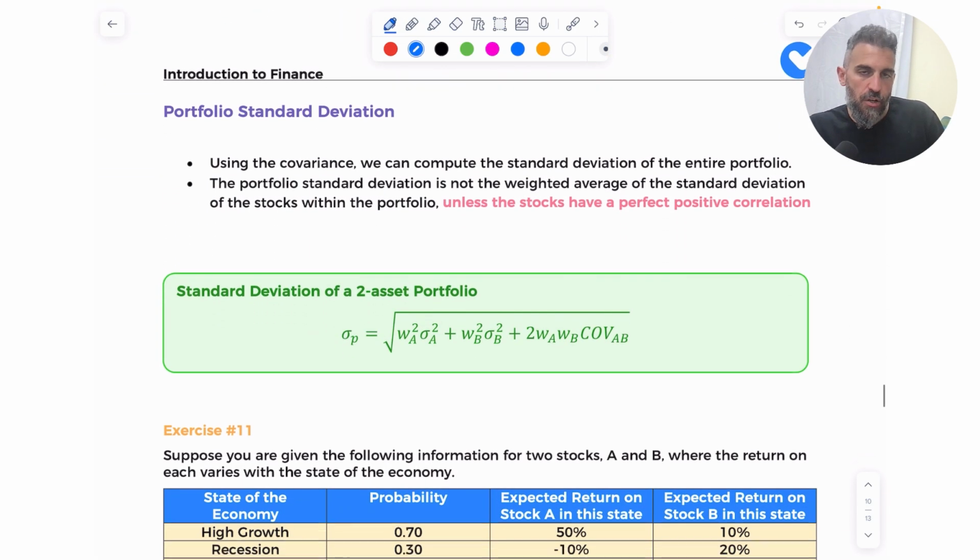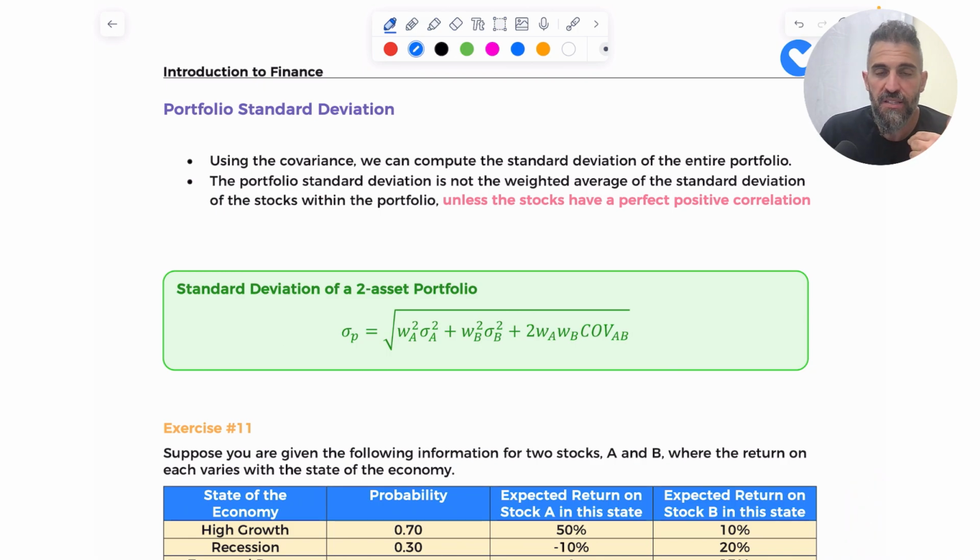Now, why you need the covariance is because to find the standard deviation of the portfolio, it is not just a weighted average like it was for the return. Okay, it is in some cases, but those are exceptional cases. Normally, to find the standard deviation of a portfolio of two assets, you need to incorporate the covariance. And that's because, some theory here, when you invest in stocks that have a positive relationship or have a negative relationship, that actually affects the overall risk of your portfolio.